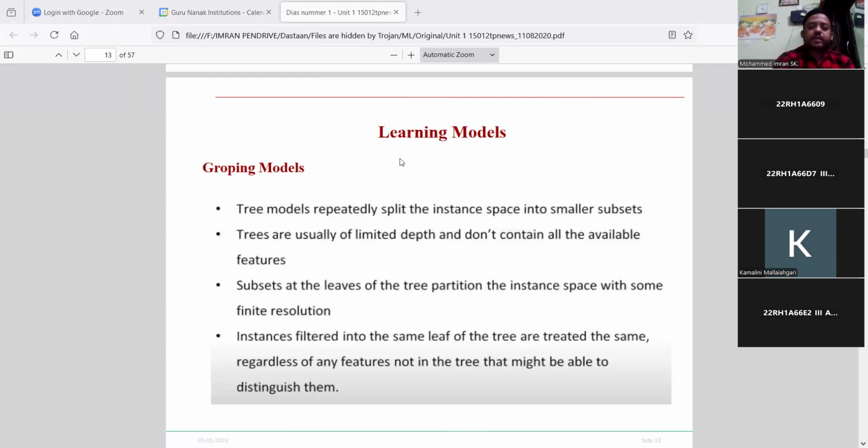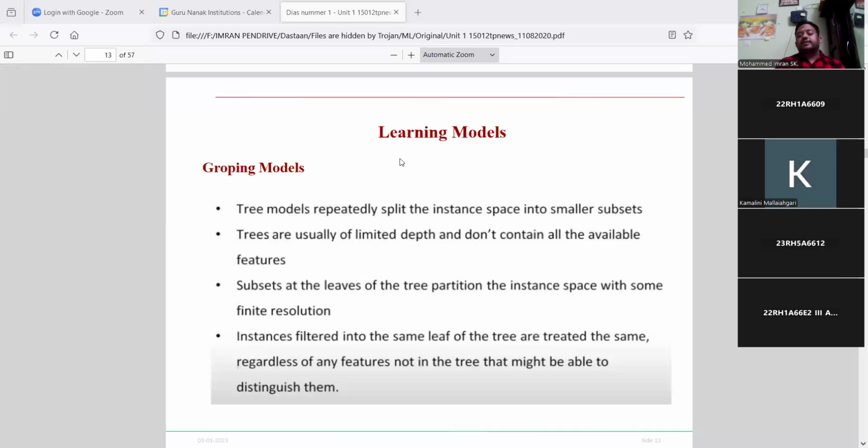The subsets at the leaves of the tree partition the instance space with some finite resolution, and here the instances are filtered into the same leaf of the tree and are treated the same regardless of any features not in the tree that might be able to distinguish them, means which might be able to separate them. Simple thing, whichever is already there must not be repeated.